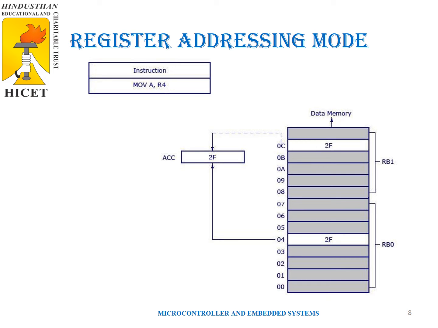Coming to the representation of register addressing mode, here MOV A, R4. R4 contains the content 2F, which is available in each register bank. With the help of the program status word, only one register bank is chosen and the content 2F is copied to the accumulator.